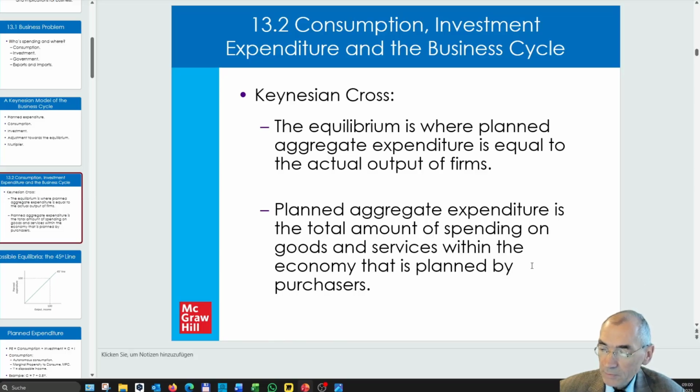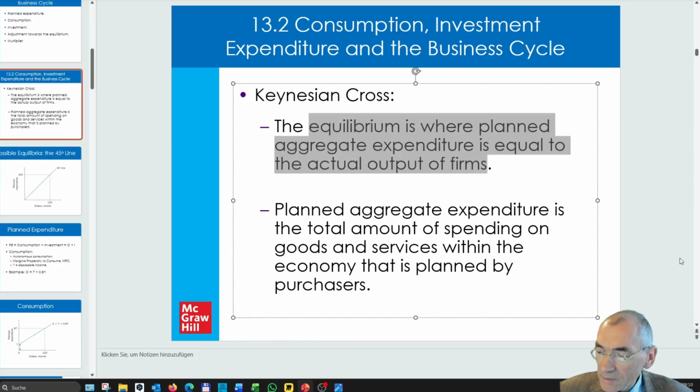Planned expenditure is the total amount of spending on goods and services within the economy that is planned by the purchasers. This concept of equilibrium, where the planned expenditure is equal to the actual output, is somewhat different from the concept of equilibrium that we have been talking about.